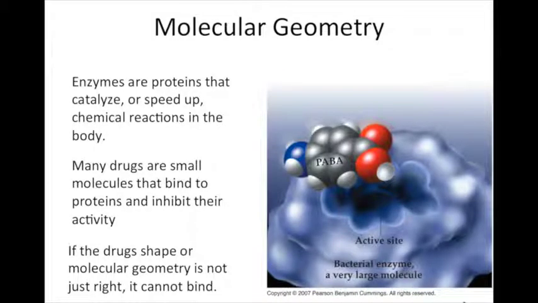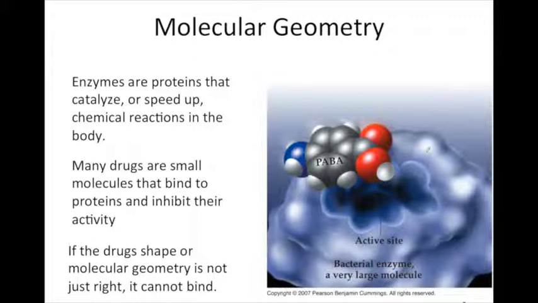Let me give you one example of why the shape of a molecule is important. Enzymes are proteins in our bodies and other living things that speed up or catalyze chemical reactions. So enzymes are critical for life. Drugs generally are small molecules that can bind to an enzyme and cause it to no longer function, so that basically it inhibits the enzyme's activity. Antibiotics bind to enzymes in bacteria.